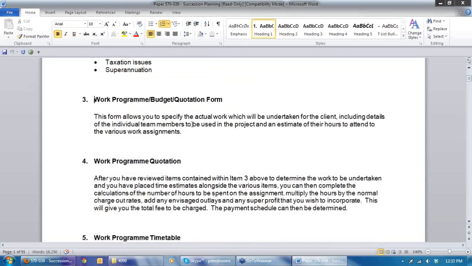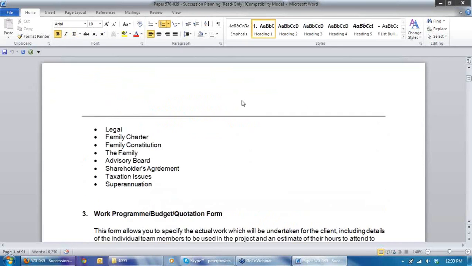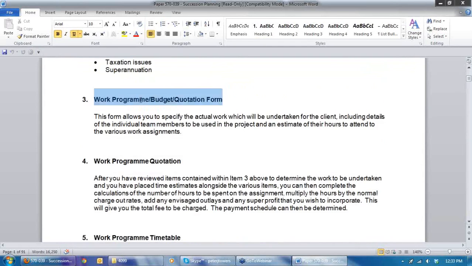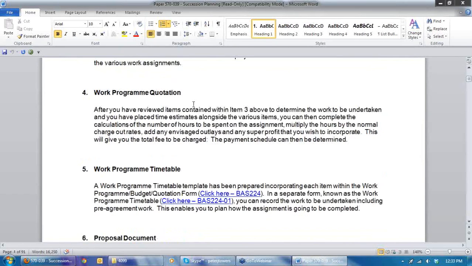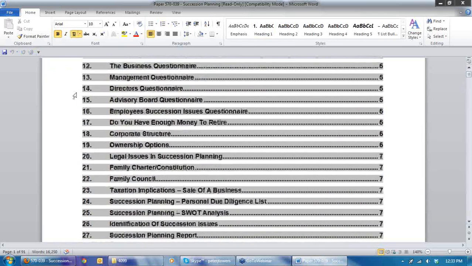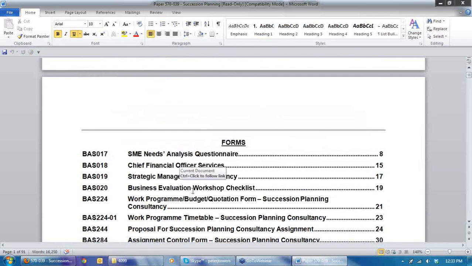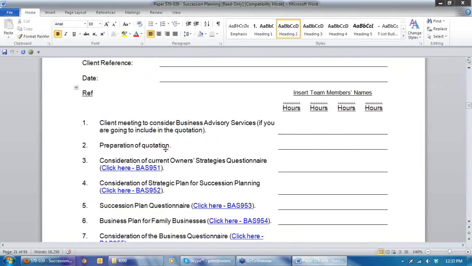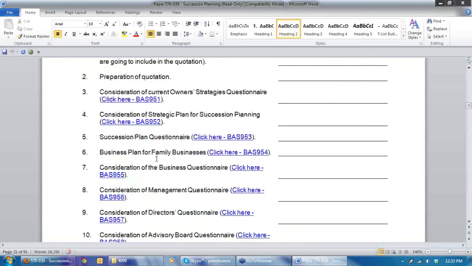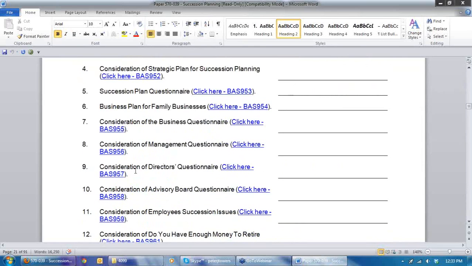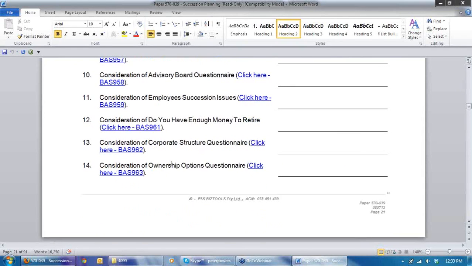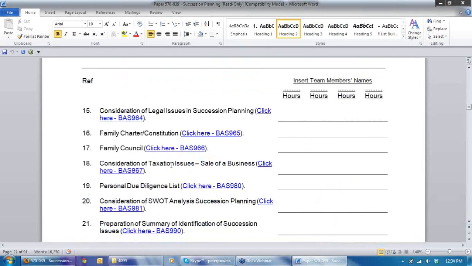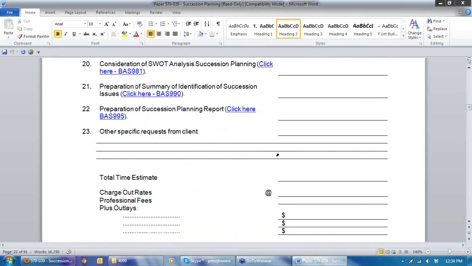Within the material, we also have a quotation form to assist in preparing the quotation. And I'm not in the forms, that's the problem, sorry. Within that form, we have cross-reference to all of the items which we've mentioned today, so you can click onto those, get an idea what's involved, and you can then record the time estimate for how long you think it's going to take to have particular discussions with clients. And that hopefully will assist you in preparing the quotation for the work to be undertaken.